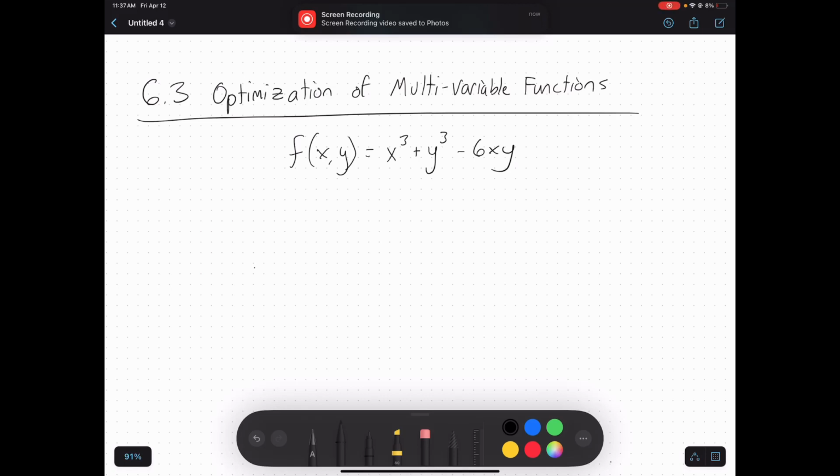Okay, then the last thing that we'll discuss in Chapter 6 is how we optimize multivariable functions. Now that we know how to find derivatives, this is now available to us. This is something that's now possible. Let's recall what that optimization process looked like in Chapter 4.